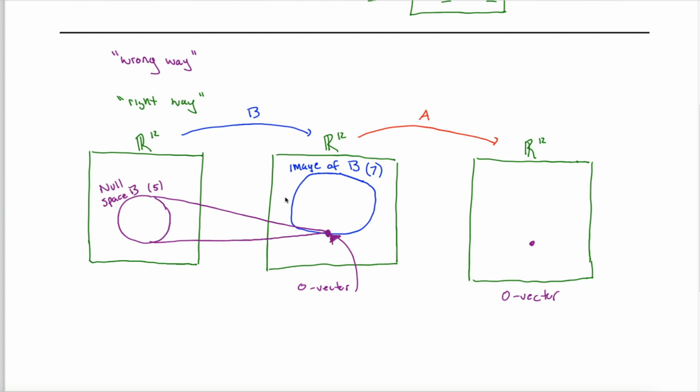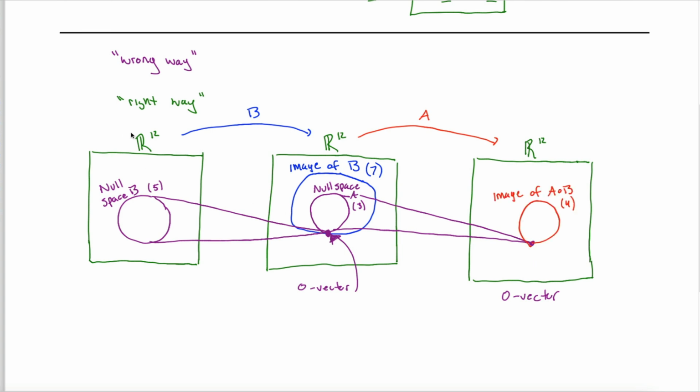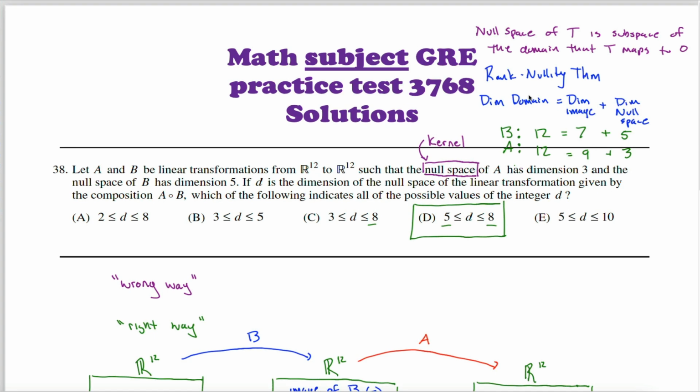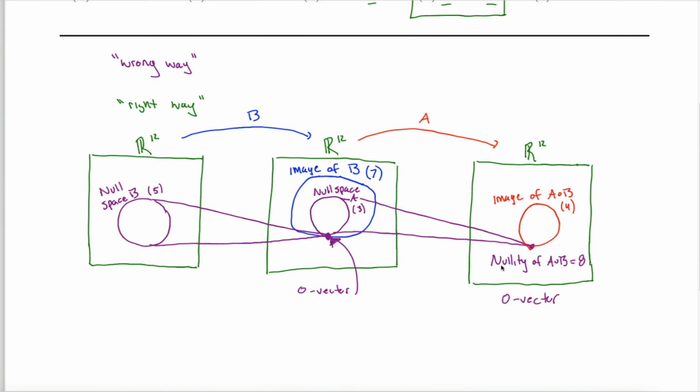If I throw the null space of A completely inside the image of B, remembering that the dimension of the null space of A is just 3, then all of these vectors would get mapped to the 0 vector, and the image of the composition would only be 4-dimensional. I started out with 12 dimensions, B killed 5 of them, which left me with 7, A killed 3 of those 7, which left me with 4. If the image of this composition is 4-dimensional, then the nullity of the composition is 8-dimensional, again because of our rank nullity theorem. 4 plus 8 equals 12.